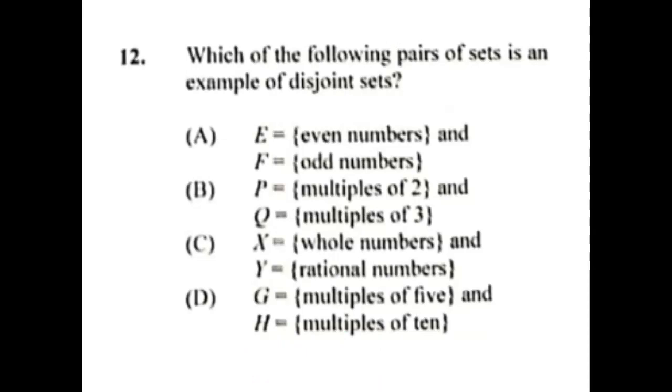Number 12, they ask which is an example of a disjoint set. We're just looking at it and reading the first one. Even numbers can be odd numbers. So this one, A is the answer. For number 12, E. Number 13 deals with currency.